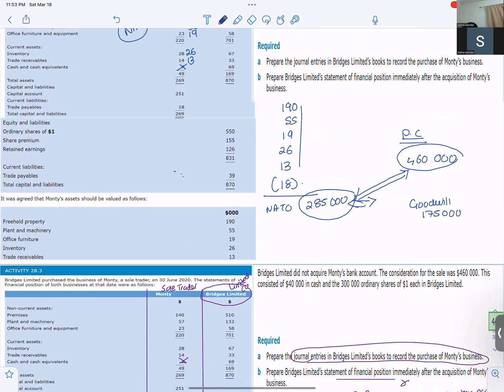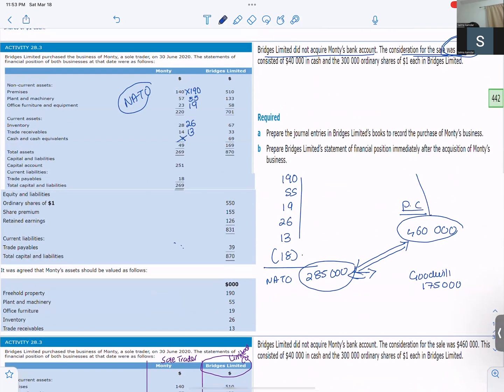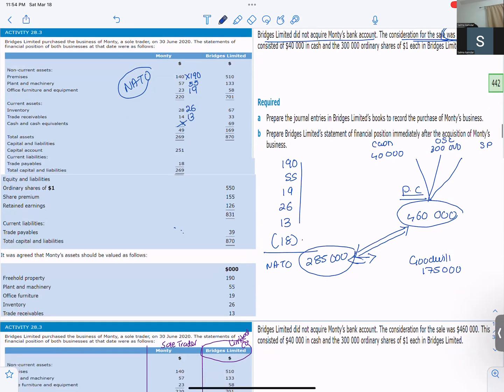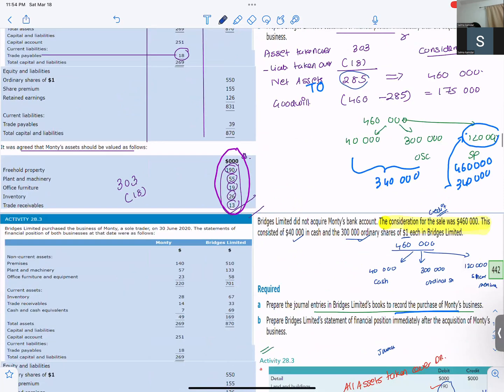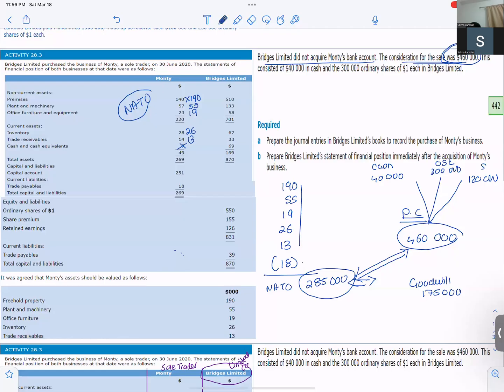How is the purchase consideration discharged? Purchase consideration is discharged by 40,000 cash, 300,000 ordinary share capital, and the balance would be share premium. What would be the amount of share premium? 120,000. So the amount of share premium is 120,000. So purchase consideration is discharged in such a way.